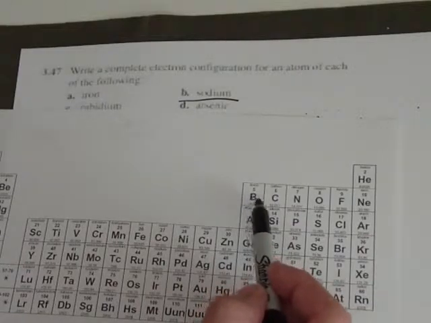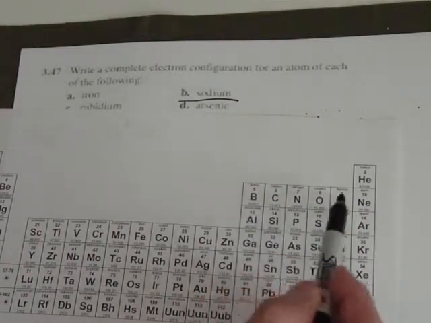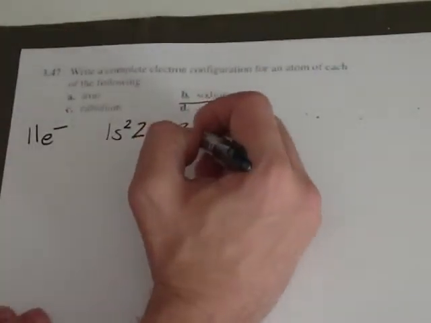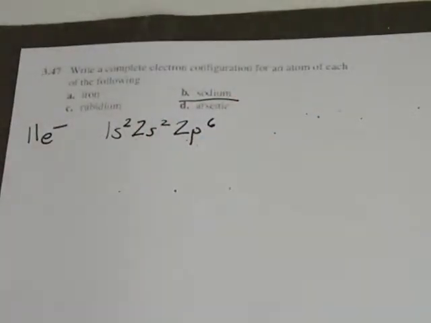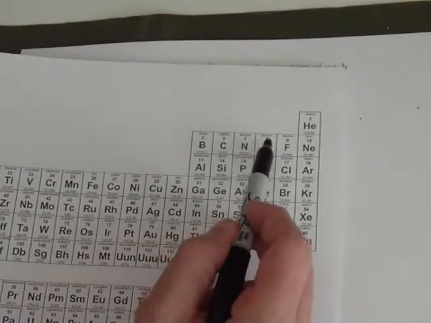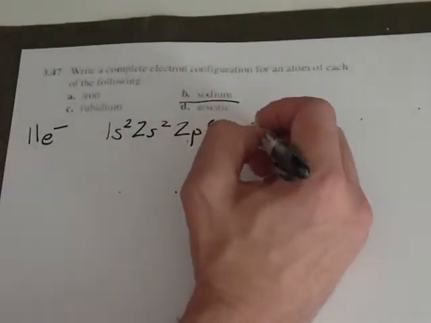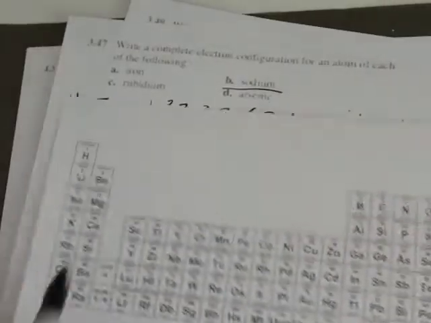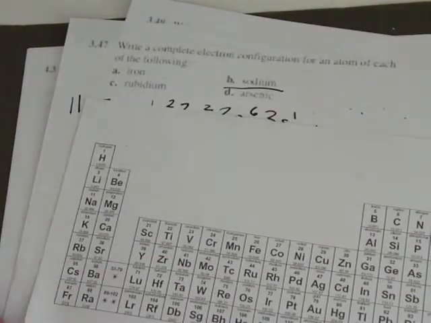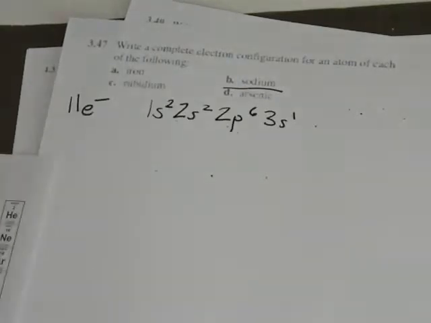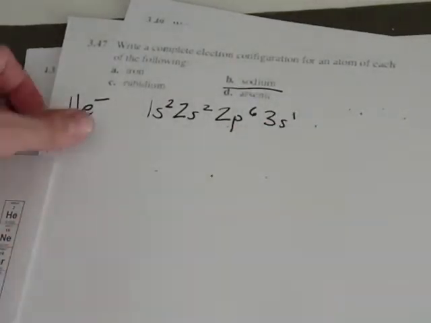And then you're going past all of the p block. So 2p6, you can have 6. All right, 1, 2, 3, 4, 5, 6. And then you end up with the sodium. So you have 1, 3s, because sodium is in the first group. Since it's the first group, they should always have 1 valence electron in the 3s.